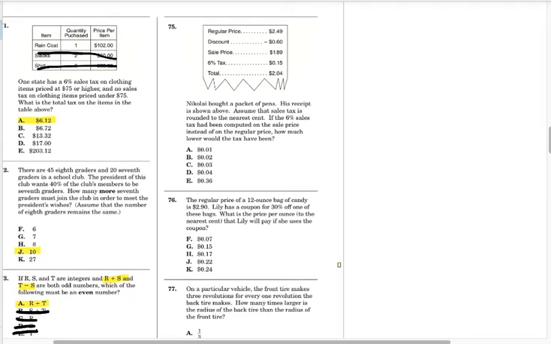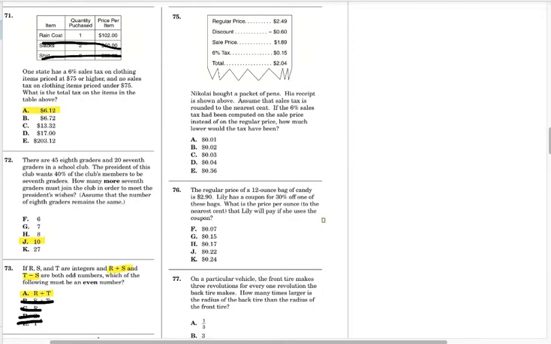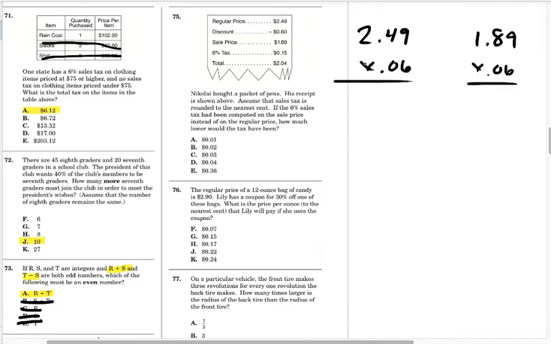75. Look at this mess. Okay, 6% sales tax. I want to know what's the difference between if we put the tax on the regular price or the sales price. So, let's see. The regular price is $2.49. Sale price is $1.89. And we have to multiply each one by 0.06. All right. You can go ahead and do that work.